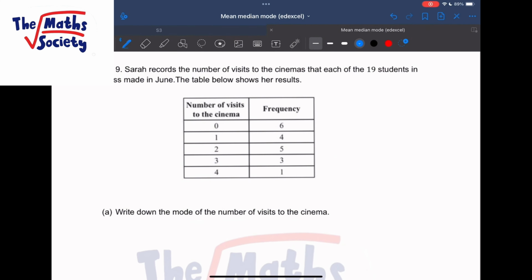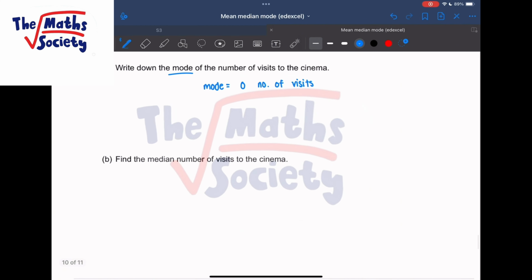Okay, so for number 9, it says that Sarah records the number of visits to the cinema that each of the 19 students in the class made in June. And the table shows the result, and it asks us to show the mode, so we know that the mode is the highest frequency, and we can see that it is this, which is the number of visits is 0. So 0 number of visits is the mode. Yeah, and we will move on to B.